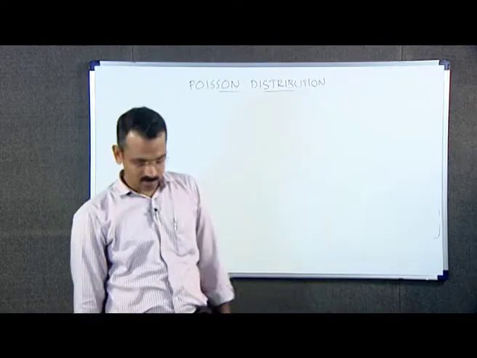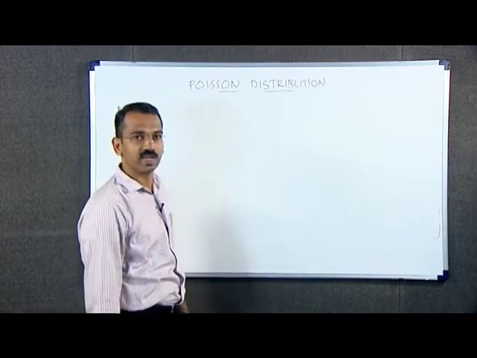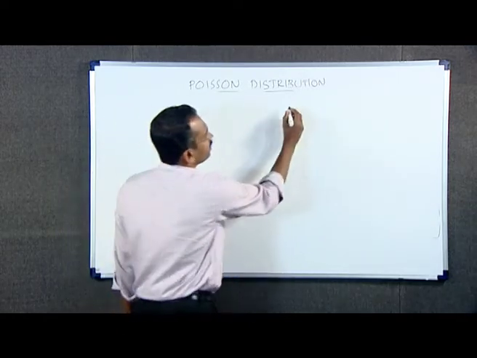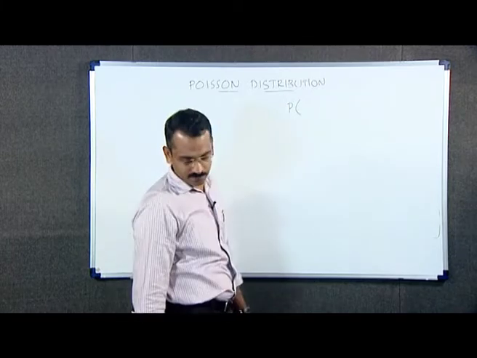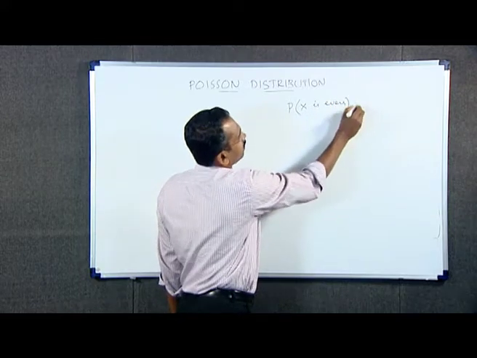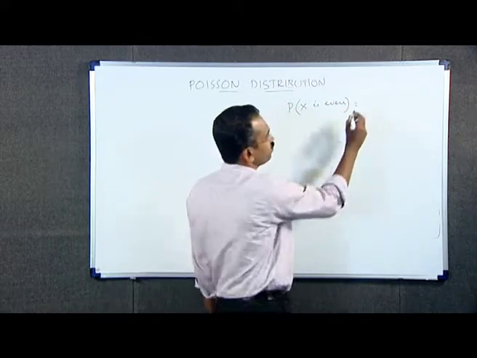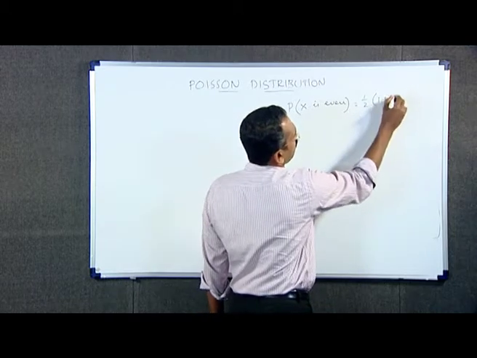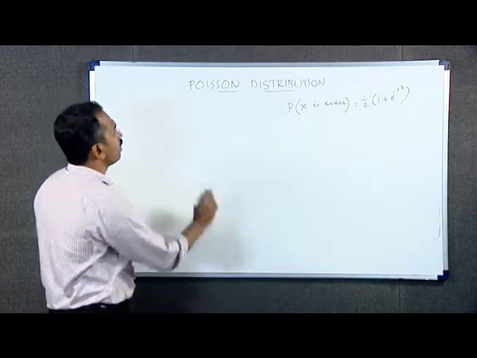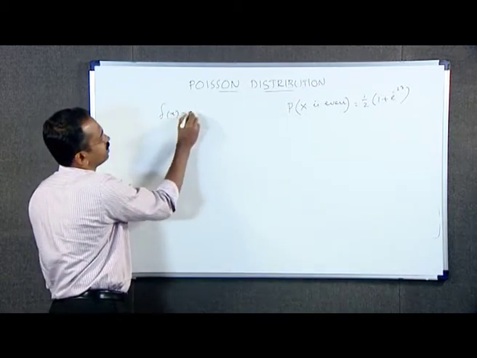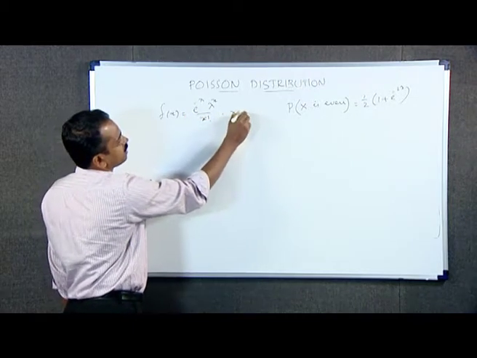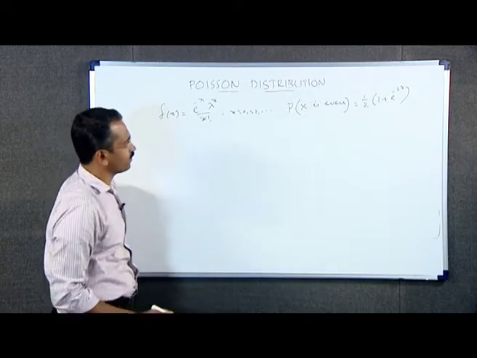The next property is, if x is a discrete random variable having Poisson distribution with parameter lambda, then probability of x is even is equal to 1 by 2 into 1 plus e raised to minus 2 lambda. By definition, we have f of x equal to e raised to minus lambda, lambda raised to x divided by x factorial, where x varies from 0, 1, 2, 3 up to infinity.